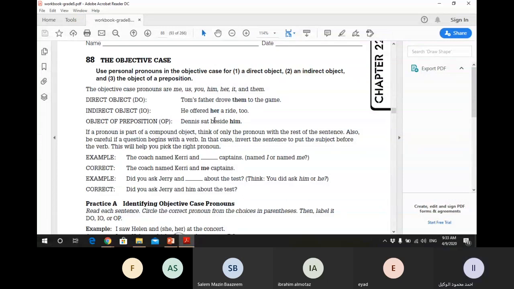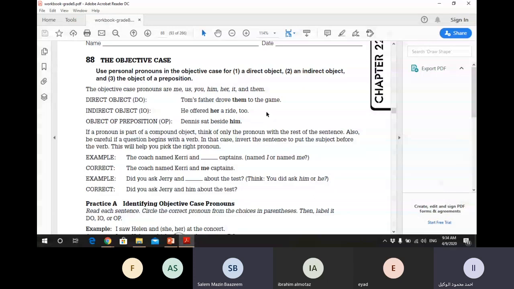Rahim. Rahim, yes, can you put her at the end of the sentence? He offered her a ride too. A ride was offered by her. Right? Salim? A ride was offered. I'd say he offered him, her a ride. He offered she a ride. So obviously, he offered her a ride.